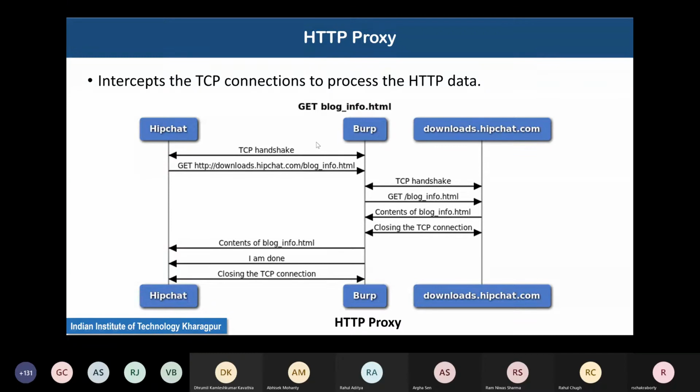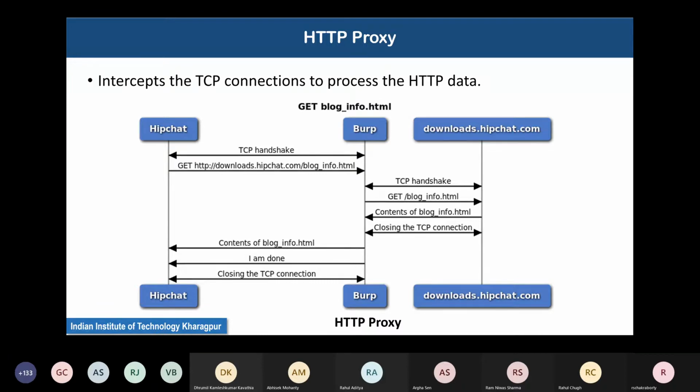So you connect first to that proxy server, and then your browser requests the proxy server to get this web page. It issues an HTTP GET command, but actually this proxy server forwards that GET command to the actual HTTP server, which is downloads.hipchat.com, on your behalf.